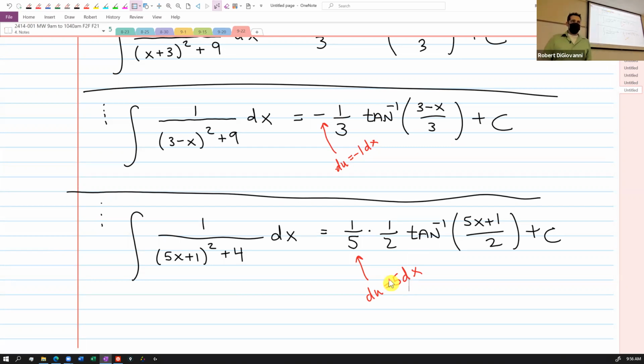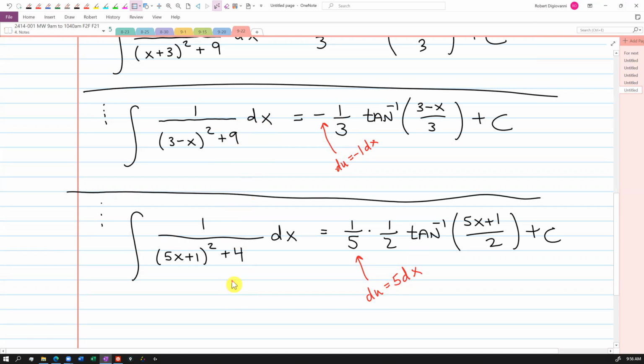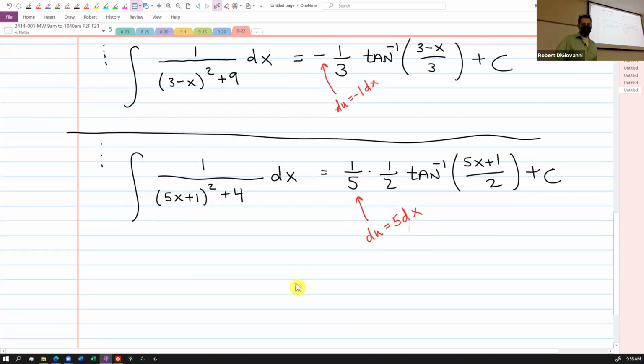Yes? Would that be a 3 or would it be that 1/2? I changed this to a 4 instead of a 9. I just wanted to change it up a little bit. I apologize. No, it's okay.